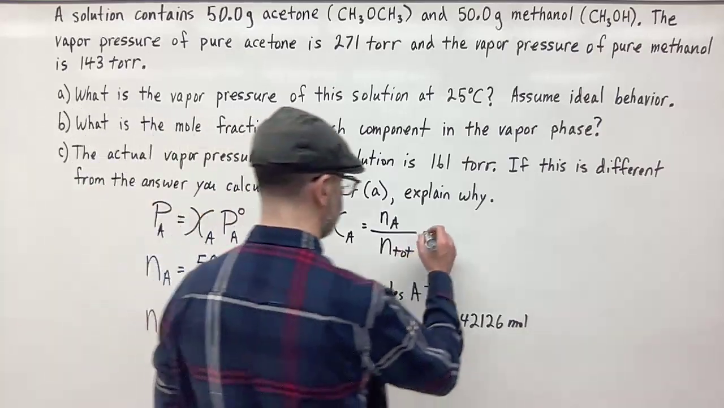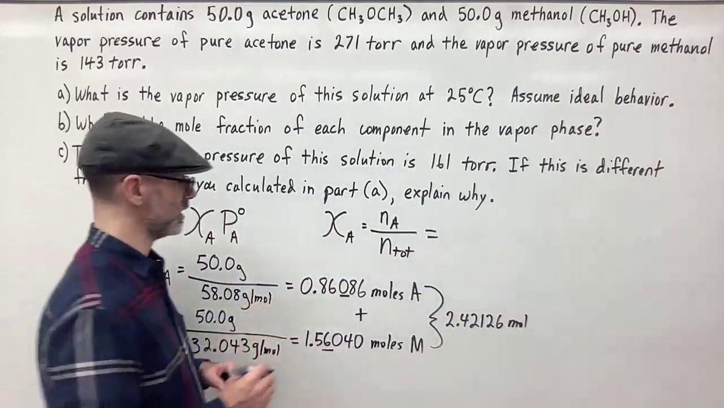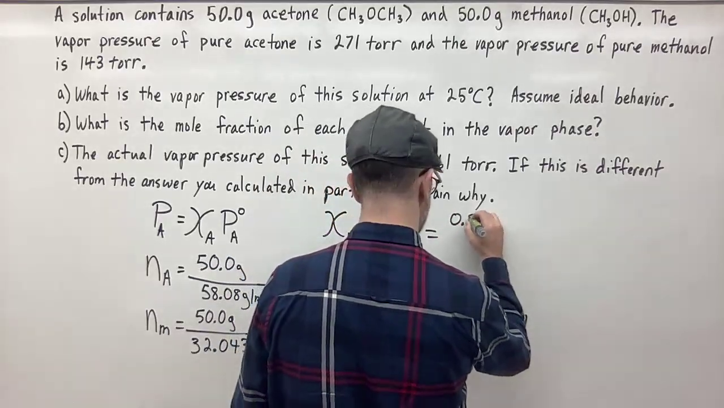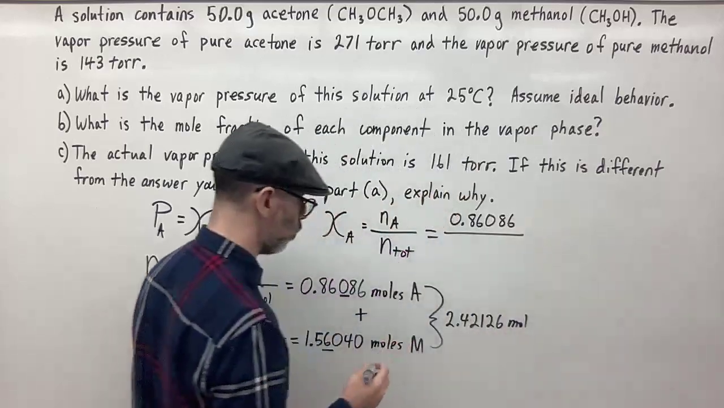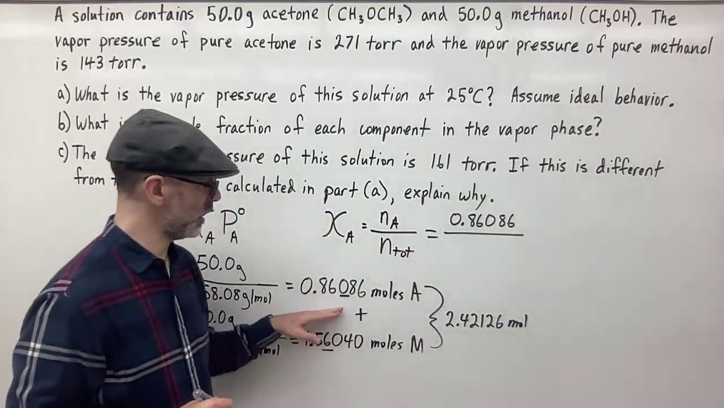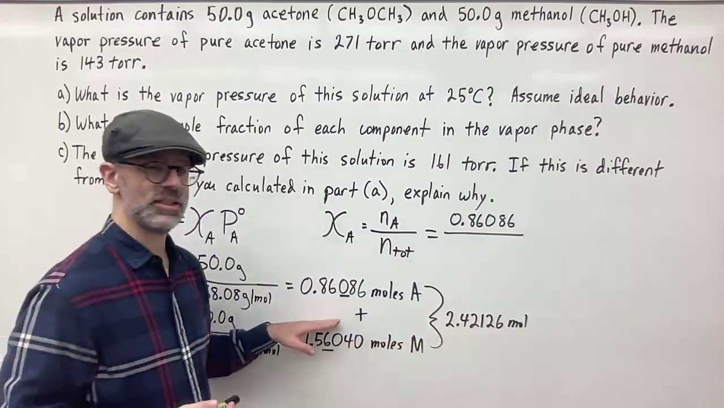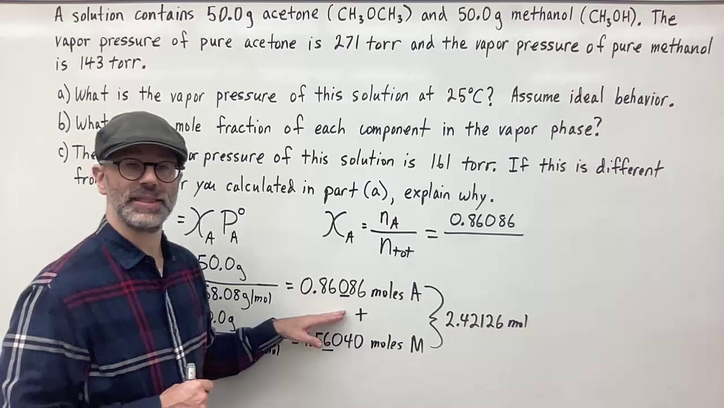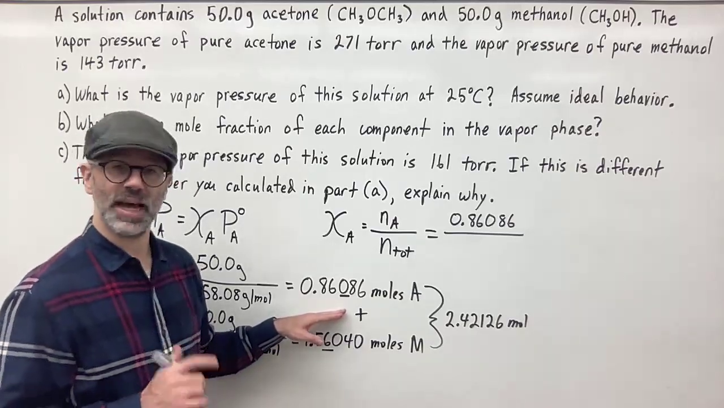So the moles of acetone, which is 0.86086, so 0.86086 divided by the total. And remember, when you add things together to figure out the number of significant digits you're allowed to keep, addition and subtraction requires that you pay attention to the number of decimal places.